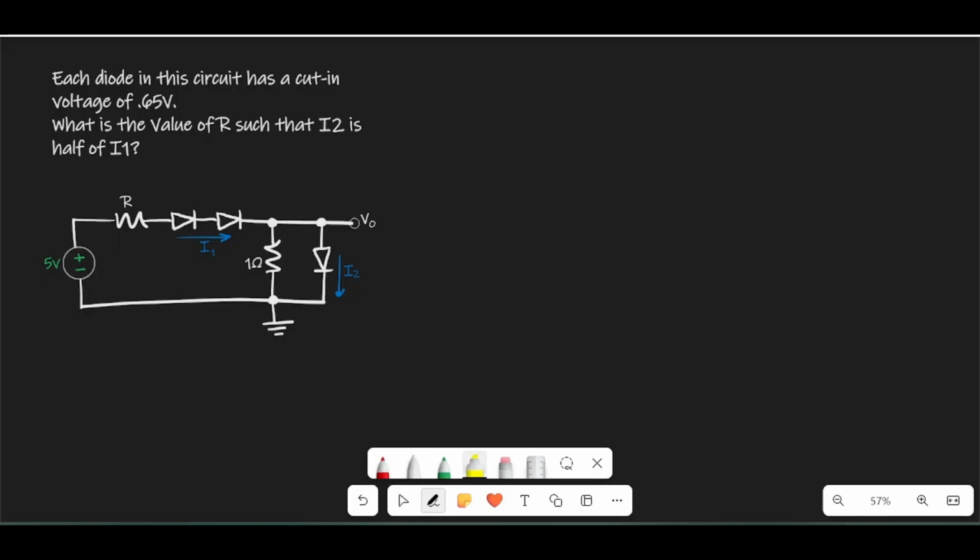Hi everyone, welcome back. So in this problem we are dealing with a circuit that has 3 diodes. They tell us that each diode has a cut-in voltage of 0.65 volts. Let's immediately start writing out our information.